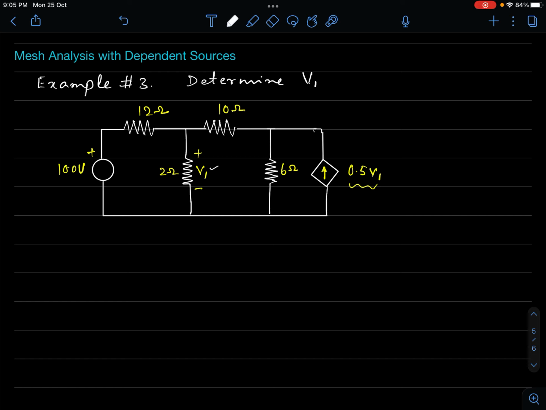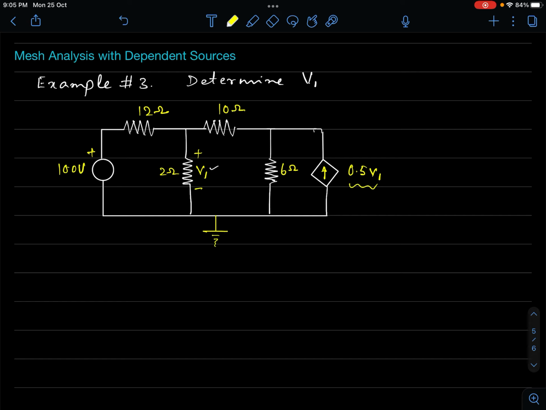As I've told already, one can approach the problem in different ways: loop current method or mesh current method, node voltage technique are the popular ones. One can adopt any method and then do the problem. So if I take up this problem on, let us say, the node voltage method, I would make this a datum node.